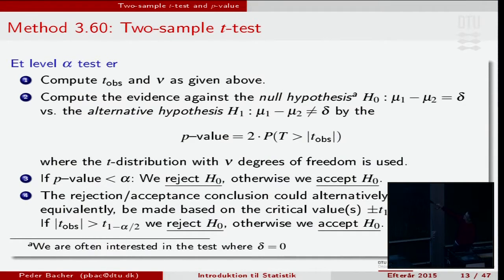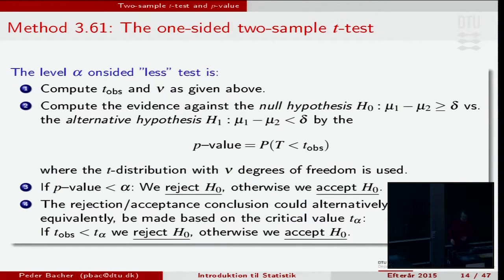If we can reject it, we can conclude that we have found statistical evidence or a statistically significant effect. So we can, for example, conclude, if we can reject the null hypothesis in the example, that there is a difference between the two hospitals.